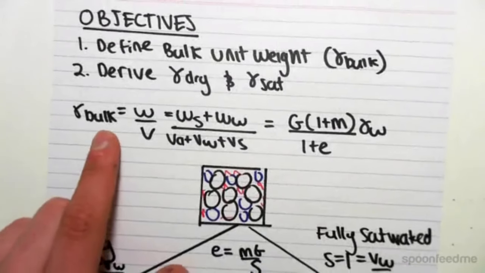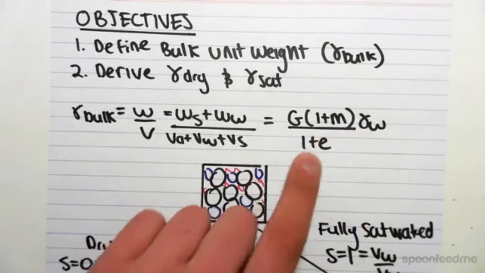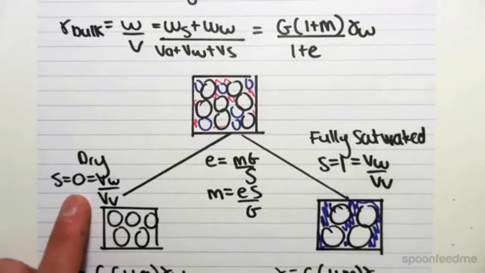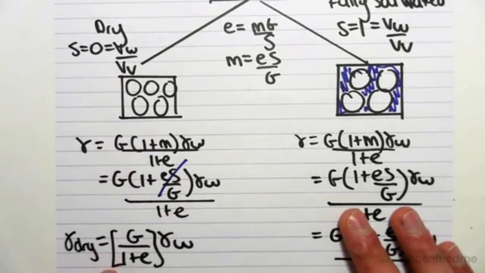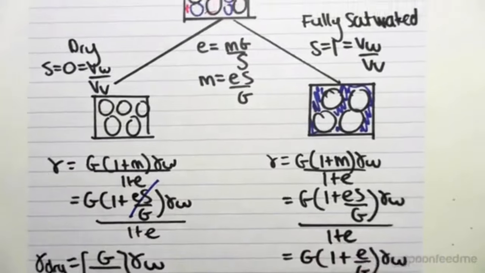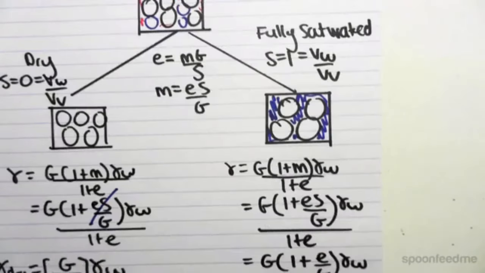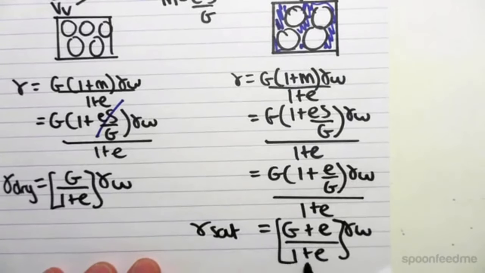So we have three main definitions. We have gamma bulk equals G times 1 plus m, gamma W on 1 plus e. This is the bulk unit weight for any point on our spectrum. But at the ends of our spectrum, when the saturation is equal to 0, we have this special one called gamma dry, which is given by G on 1 plus e, gamma W. And on the other end of our spectrum, when it's fully saturated, so all the voids are filled with water, we have this other parameter, gamma sat, which equals G plus e over 1 plus e, gamma W.